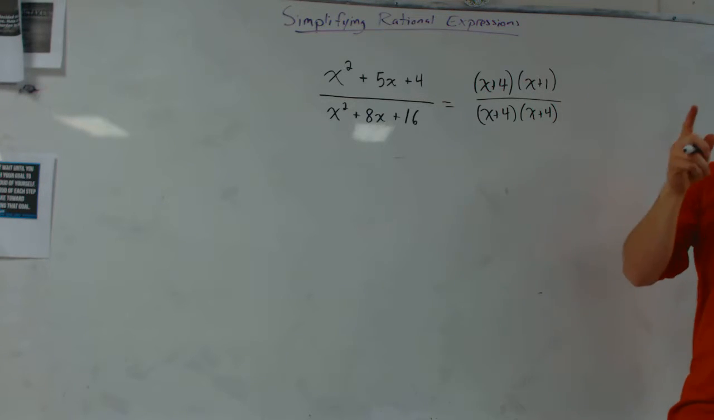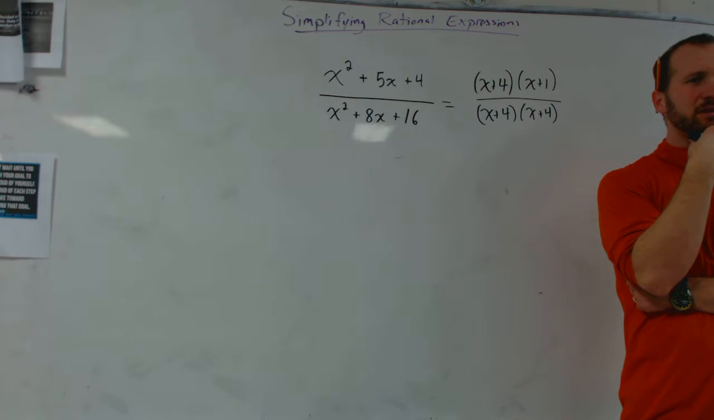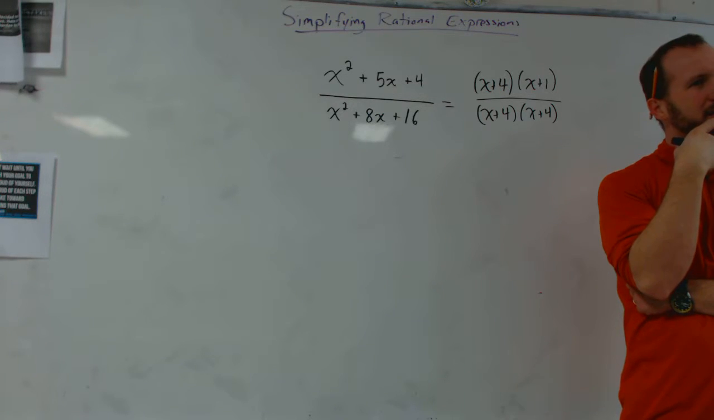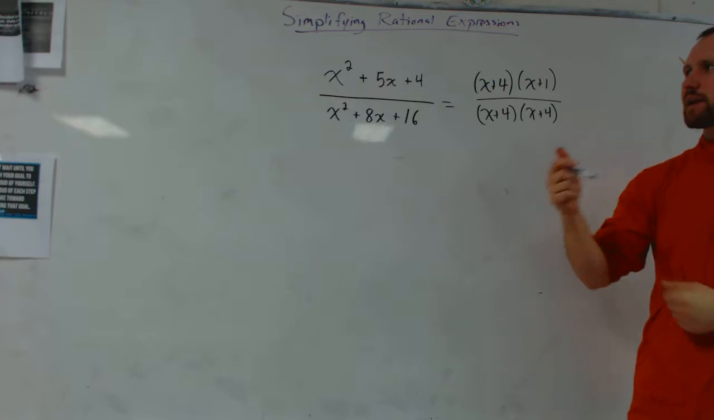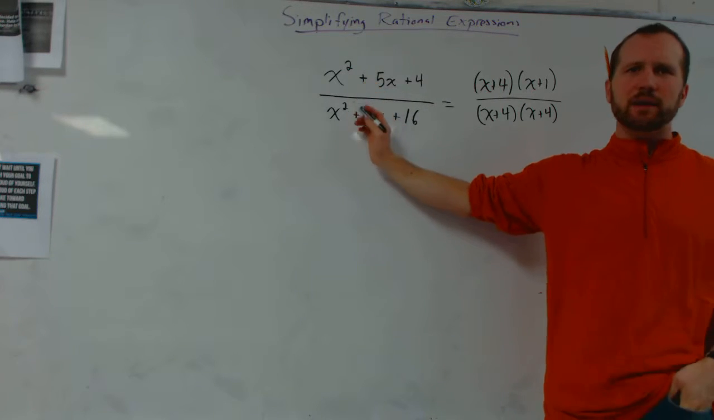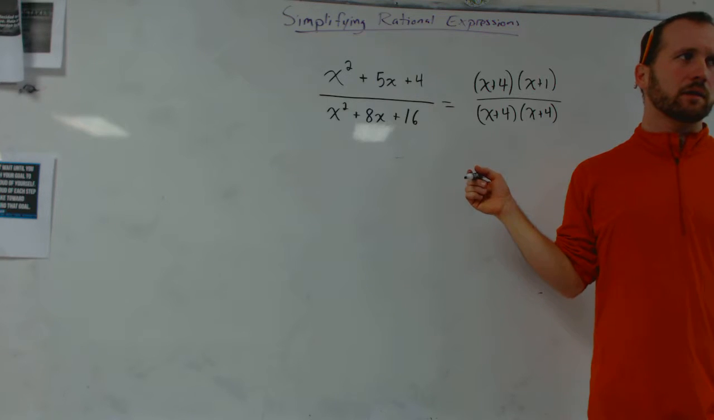Now, how come we can do that? Why can I cross out the x plus 4? Because there's one on top and one on the bottom. But here, there's an x squared on the top and an x squared on the bottom. Can I cross those out? Because they're separate, they're not together. That whole thing is together.